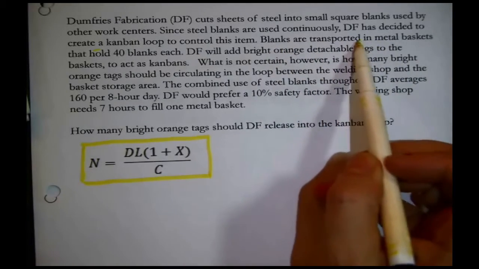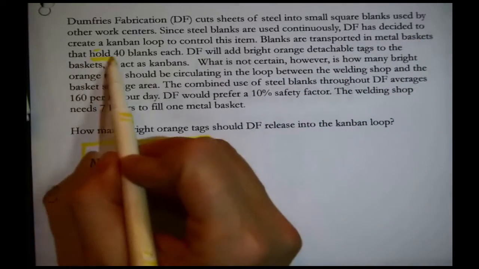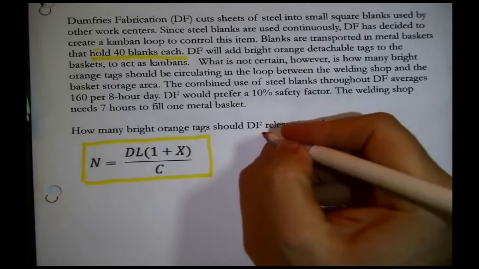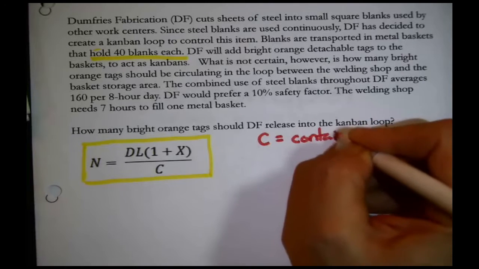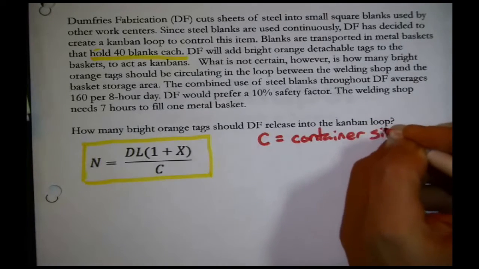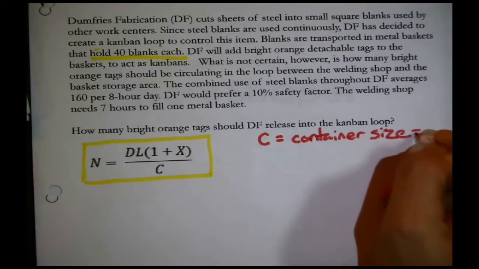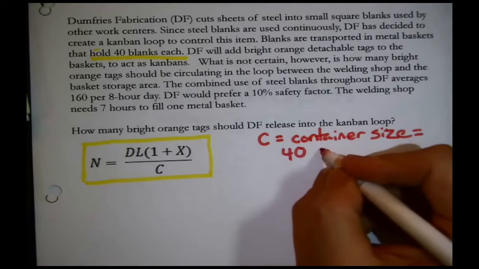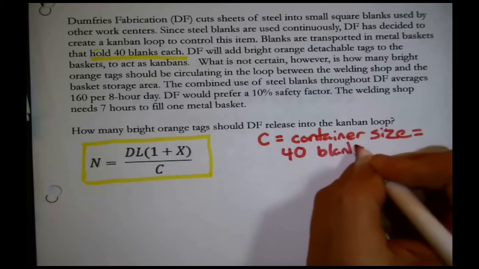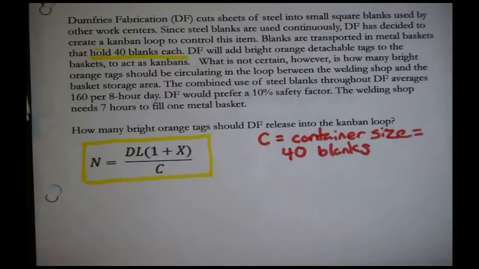Blanks are transported in metal baskets that hold 40 blanks each. I need that. C equals container size. They just mentioned the container size. We need to know the size of the containers that will be circulating in the system. Found it. All right, what else?